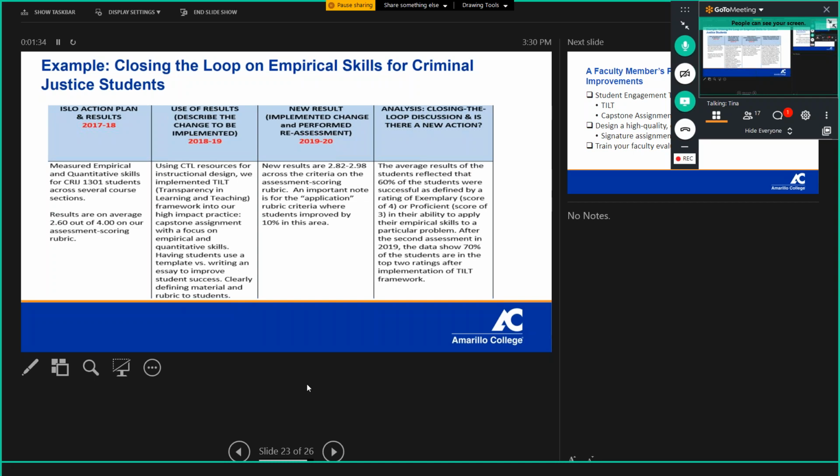And so she's able to tell her assessment story by using this very condensed template of what's my learning outcome, how am I using the results to seek improvement, what are my new results, and then having a final discussion. And so this is an example of how we close the loop at AC with our documentation as well. And this aligns with our compliance of SACSCOC standards on general education and program outcomes.